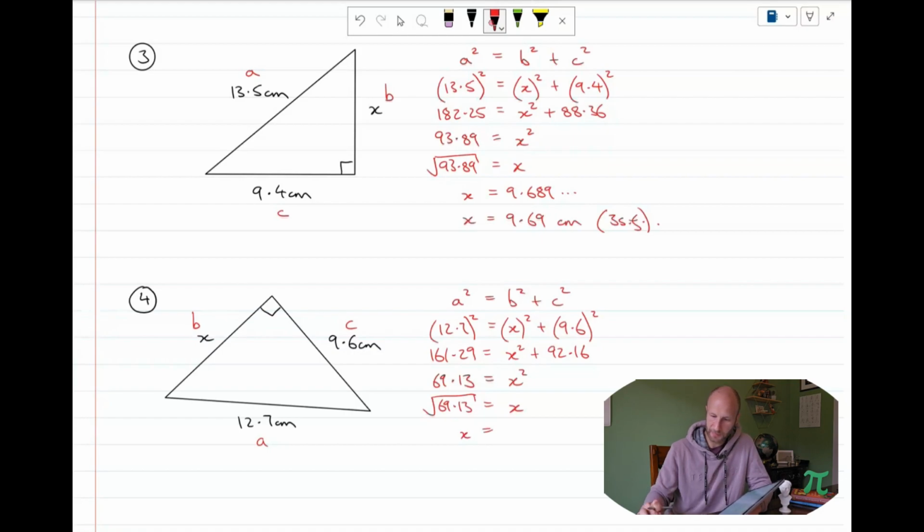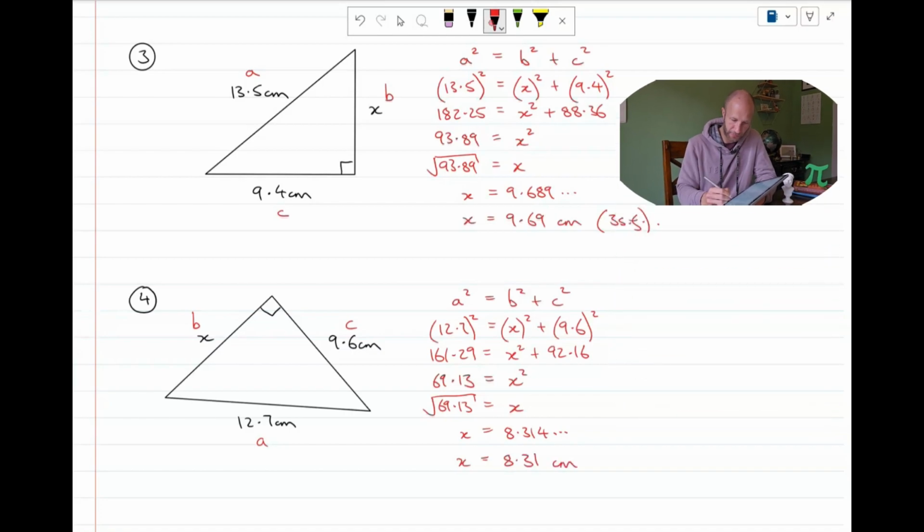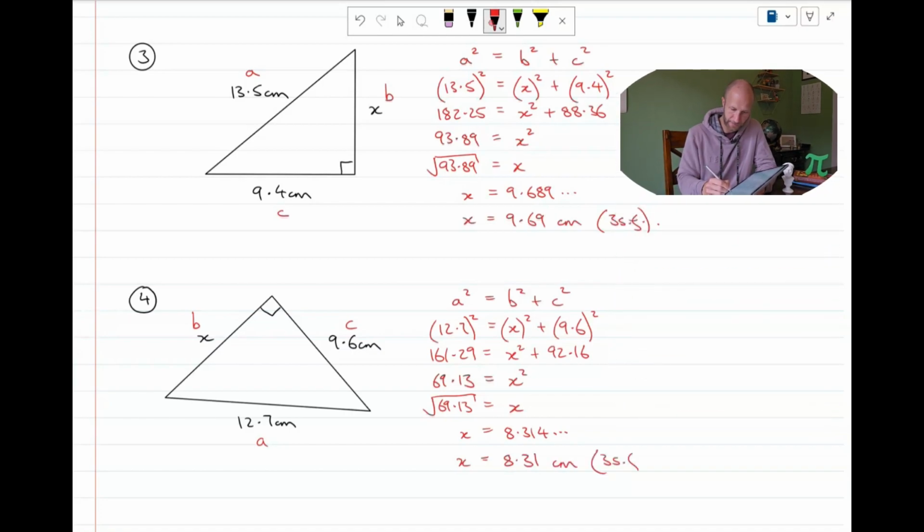So I can take the square root of that with my calculator again, which is 8.314. And the number continues. Don't want to write them all down. And then I'm going to round this to 3SF again. So again, 3SF, the third significant figure here is the 1. The 4 rounds that down. So this stays as 8.31 units, centimetres, degree of accuracy, 3SF.